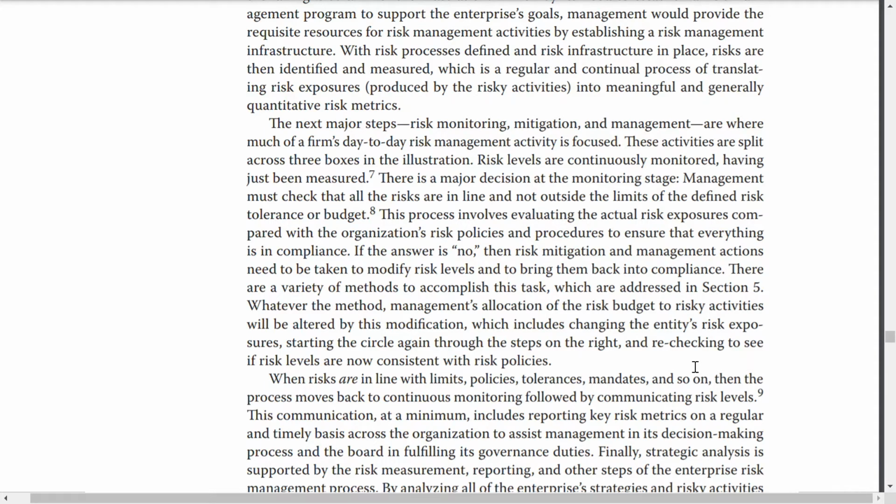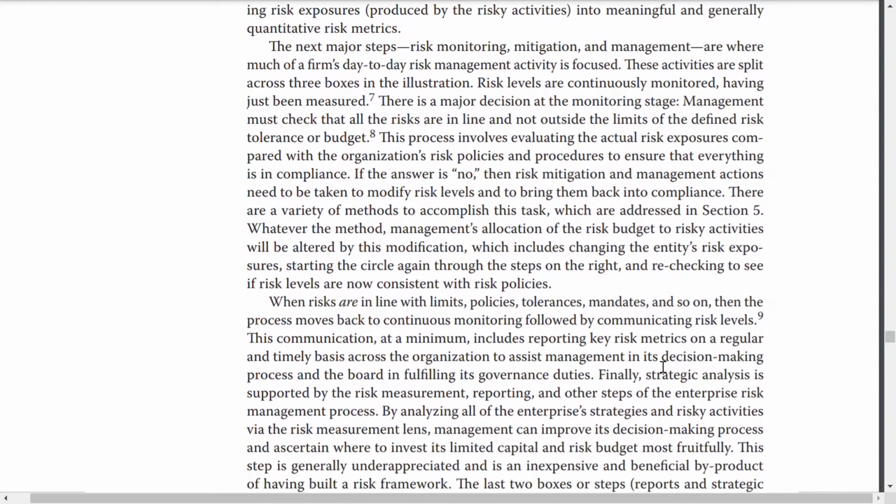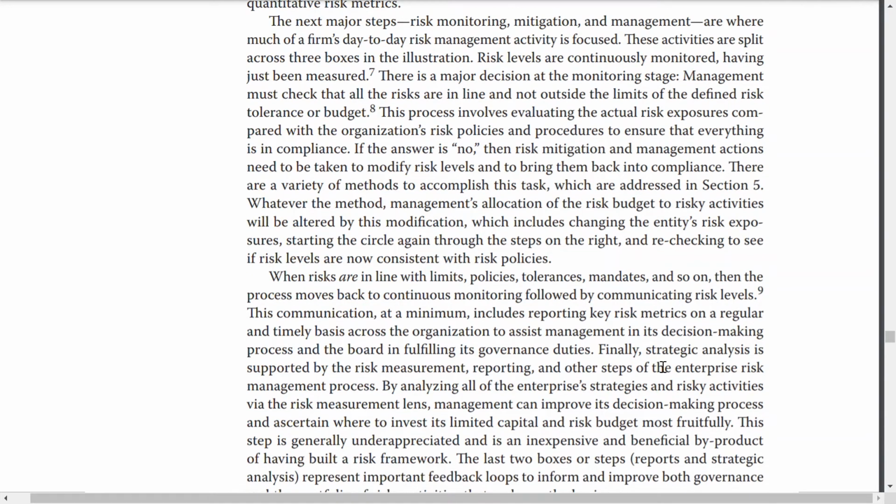When risks are in line with limits, policies, tolerance, mandates, and so on, then the process moves back to continuous monitoring, followed by communicating risk levels. This communication, at a minimum, includes reporting key risk metrics on a regular and timely basis across the organization to assist management in its decision-making process and the board in fulfilling its governance duties.